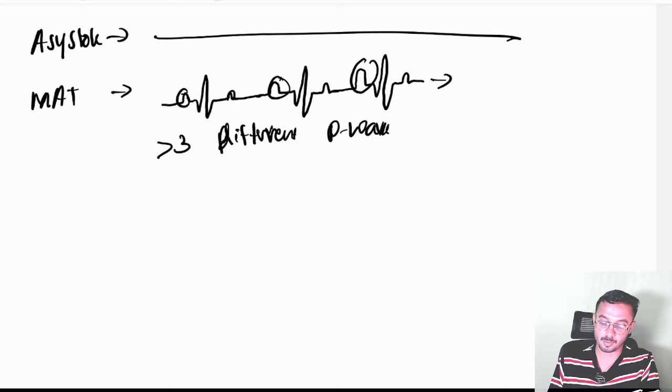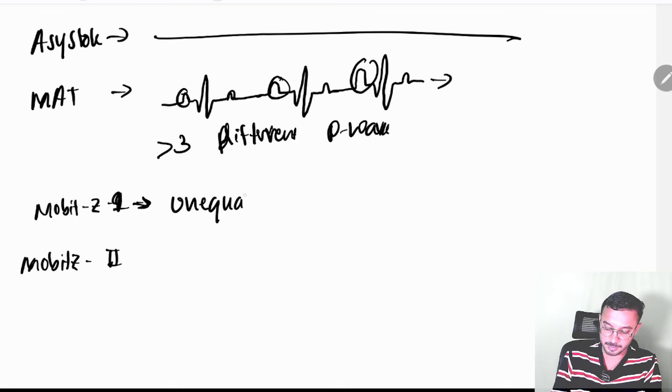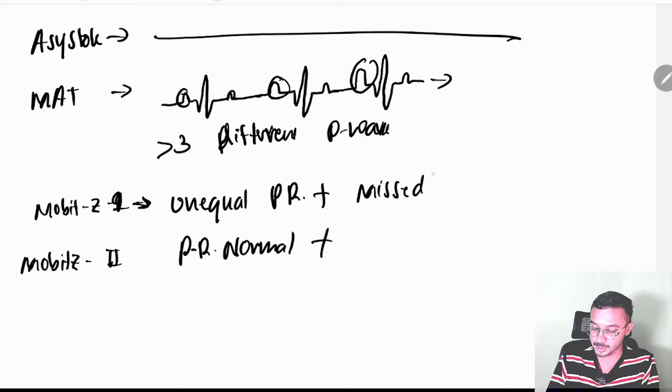And Mobitz 1 and Mobitz 2 we know. Mobitz 1 is very simple: unequal PR. If PR is normal, that is Mobitz 2 heart block. Here a missed beat is present on both. So that's why we cannot rely on this. Missed beat.